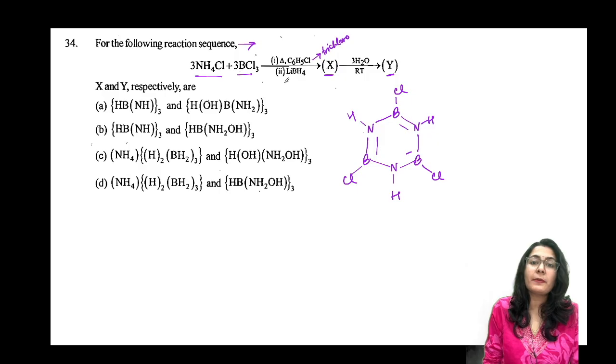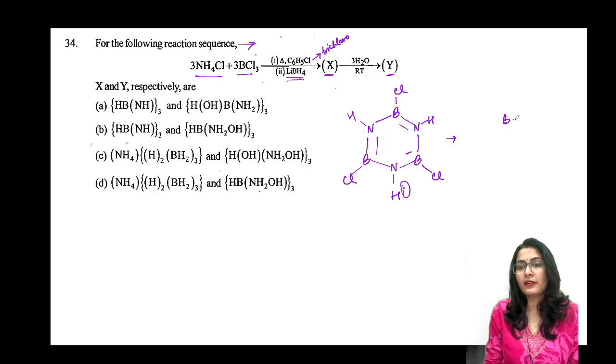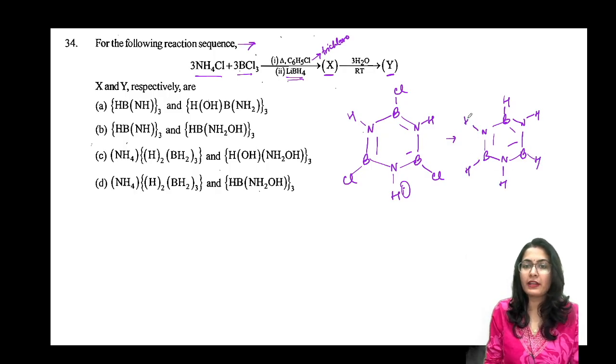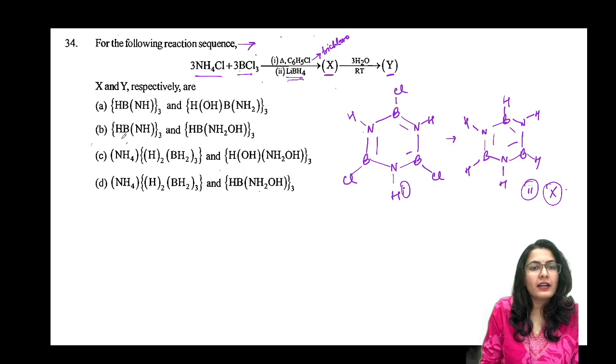In the next step, LiBH4 reduction is taking place. So this is the first step. The next step you are going to get BN, BN, BN. Alright, complete reduction. LiBH4 is taken for complete reduction. So now you are having the borazine, the second step. So this is what X is like. It's written in a different manner, okay? Doesn't matter.